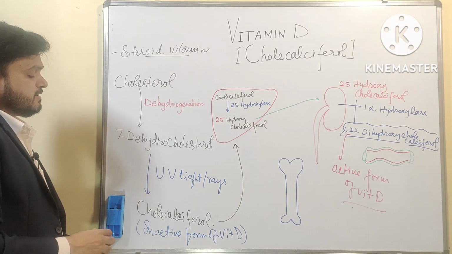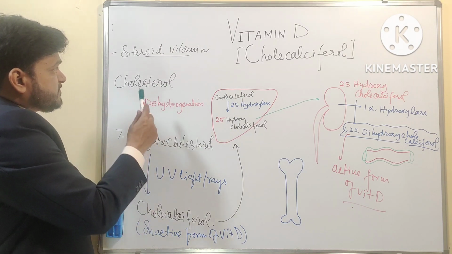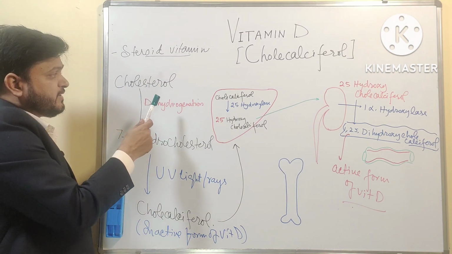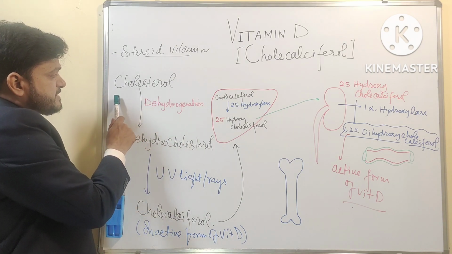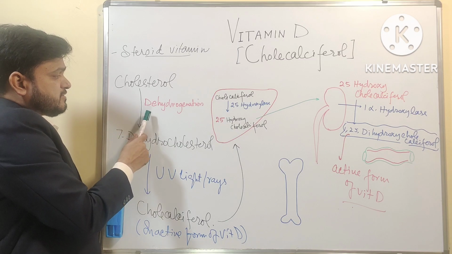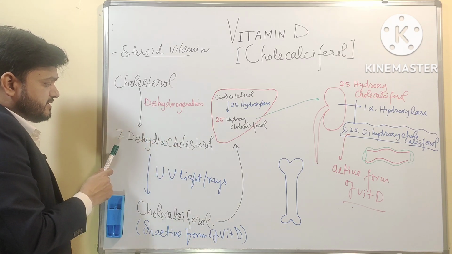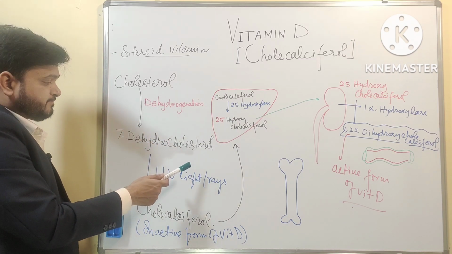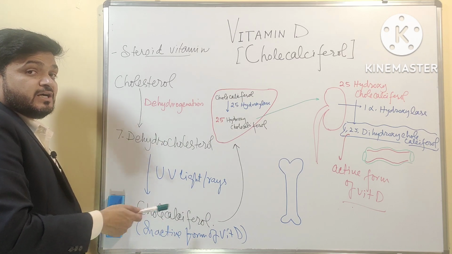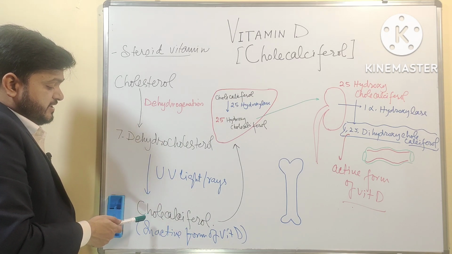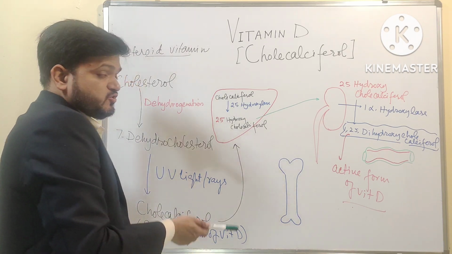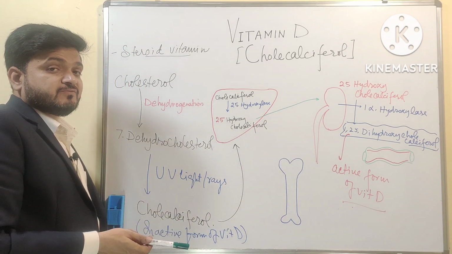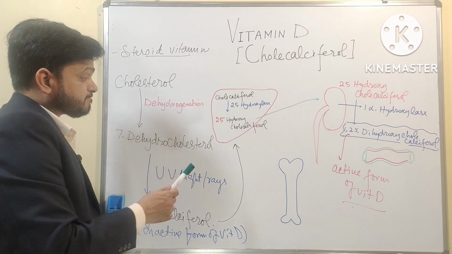Again, we can revise. We have cholesterol in our body, which is a precursor for the synthesis of vitamin D. In the first step, dehydrogenation of cholesterol occurs, and it is changed to 7-dehydrocholesterol. Then under the influence of ultraviolet rays, it is changed into cholecalciferol, which is an inactive form. Then from there it has to be activated. Without activation it cannot work.